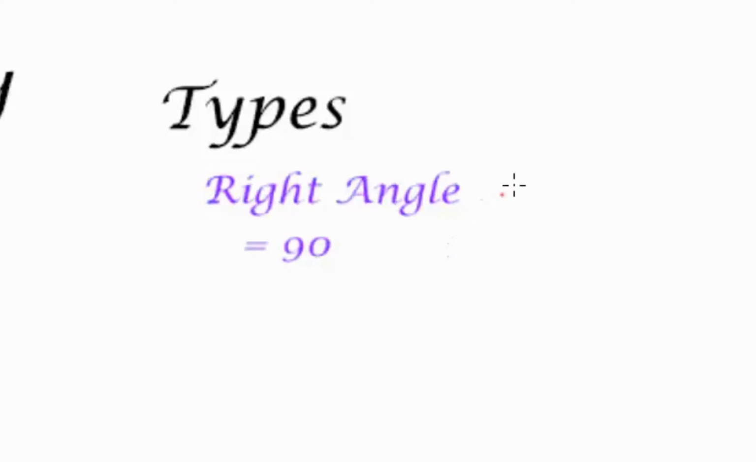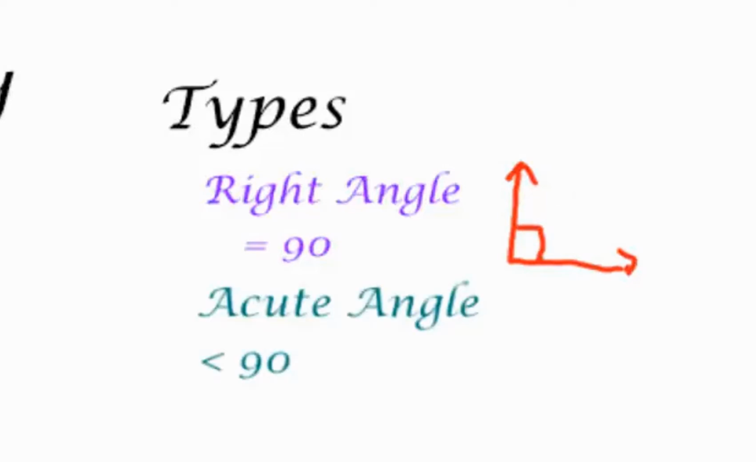Now we have four main types of angles. The first angle we'll talk about is a right angle. It is an angle that's equal to 90 degrees. It represents most of the straight corners that we're used to looking at on most buildings, at the edges of most floors, or on a square.